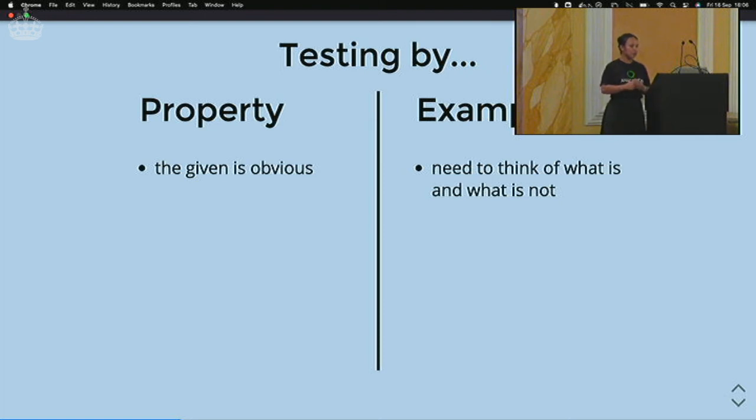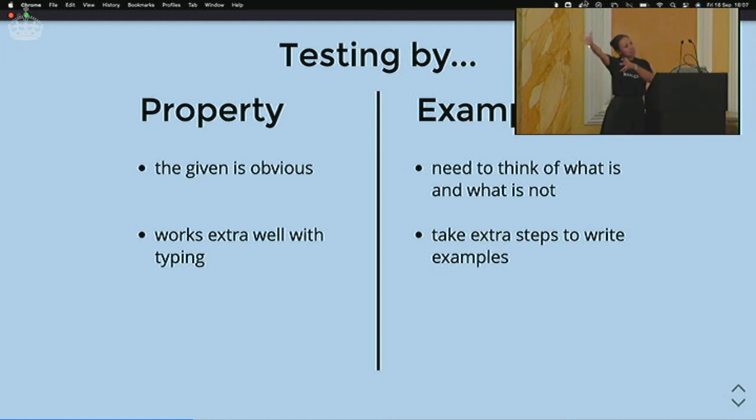If you test by example, it's the contrary: you have to think of what is and what is not. Even something very simple, right? Say you're testing all the integers. If you say integer, it's very obvious. But if you test by example, you have to think about, okay, what integer? Do I test 0? Do I test 1? Do I test minus? Do I test a very big integer, or a very small integer? So you have to think, right? That's the difficult bit of writing tests.